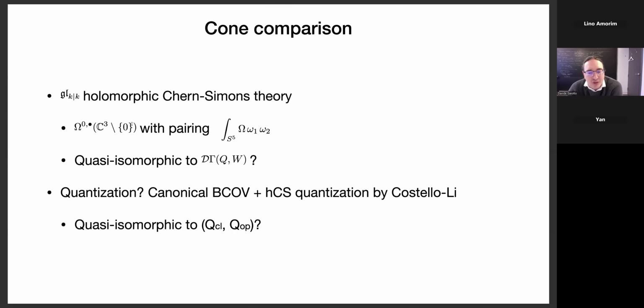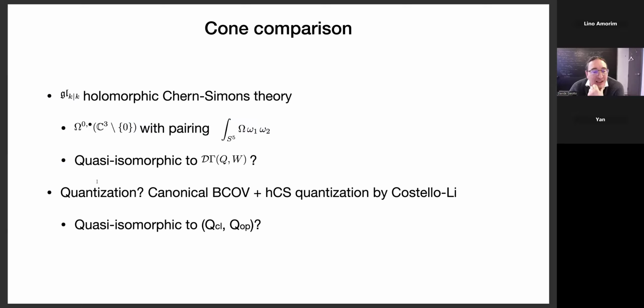So here there is the classical statement, which is already interesting to ask. It would be nice to prove it for a generic Q and W: the double of the Ginzburg algebra is quasi-isomorphic to polyvector fields. No, to forms, excuse me, to forms with this pairing.